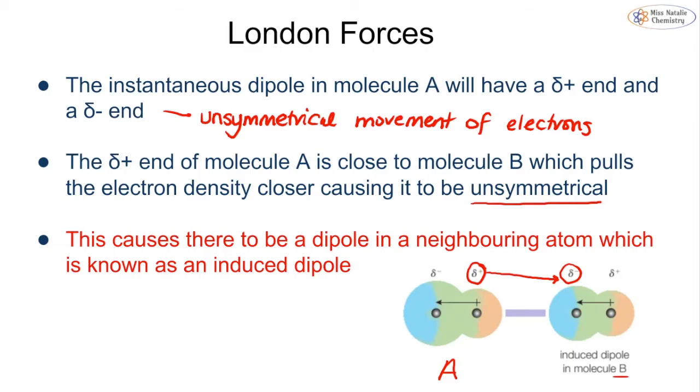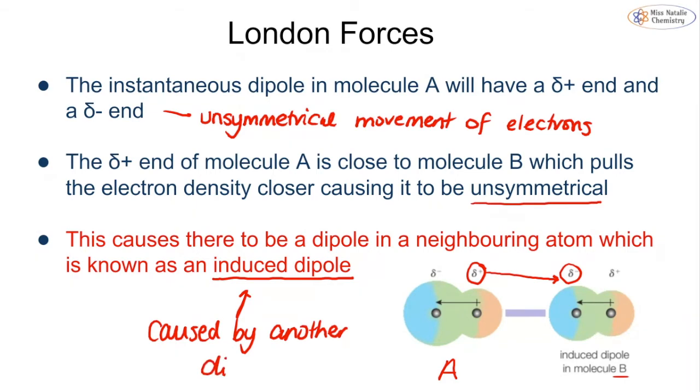And when this happens, we call it an induced dipole, meaning it is caused by another dipole. So to induce something means to cause something. So the dipole in molecule A induces a dipole in molecule B.